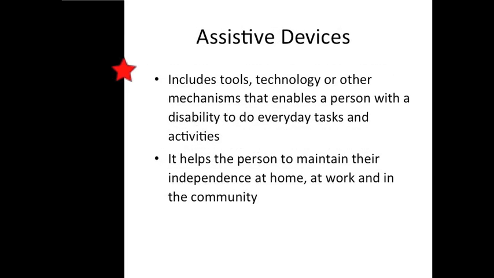Assistive devices. Assistive devices include tools, technology, or other mechanisms that enable a person with a disability to do everyday tasks and activities. It helps the person to maintain their independence at home, at work, and in the community. There are a variety of assistive devices that some of your customers may use depending on their disability. Many will be personal assistive devices, meaning they are owned and brought along by the individual. The assistance may also be in the form of a support person.